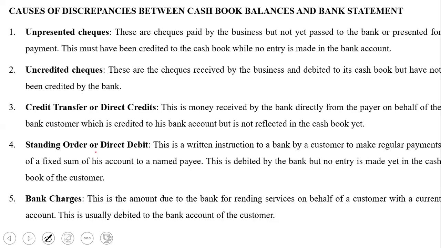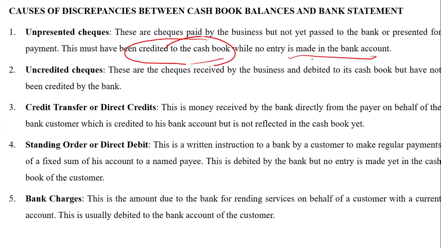You might have a situation where things like that happen. How do we know that? You will see that they are recorded on the credit side of the cash book, but no entry is made in the bank statement. It means that the customer has credited his cash book. Crediting the cash book means there has been an outflow and the asset of the customer has reduced, but the bank has not received it. So the balance will not be the same.